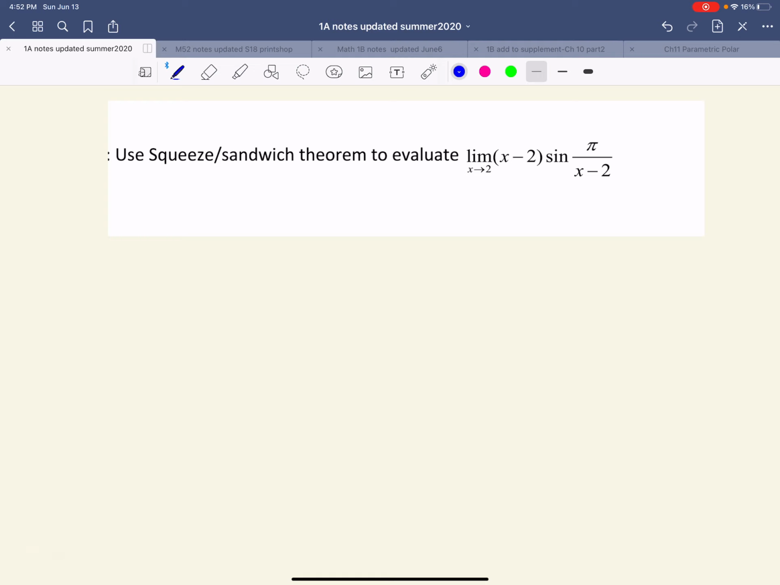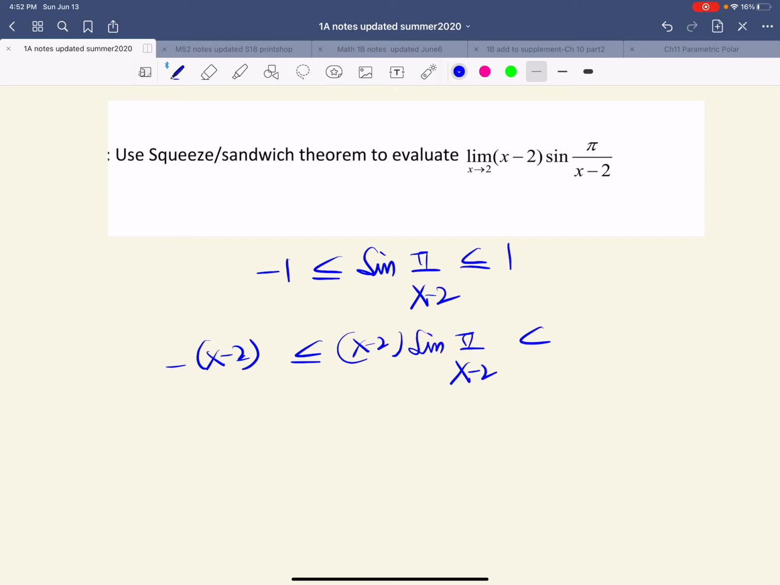So we want to evaluate the limit as x approaches 2 of x minus 2 times sine of pi over x minus 2. Again, we don't have any other way of evaluating this limit. We can look at it numerically and graphically, but we don't have any algebraic techniques that would work here. So we're going to start by squeezing sine of pi over x minus 2 between 1 and negative 1. Now multiply all three parts of the inequality by x minus 2. I'm not writing times 1 here because multiplying by 1 doesn't change anything.